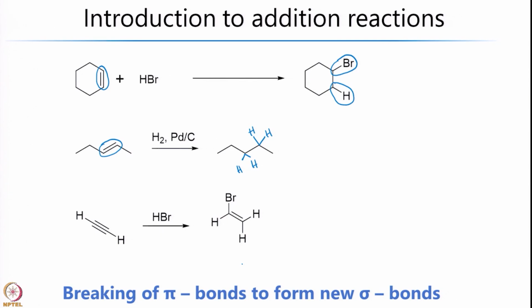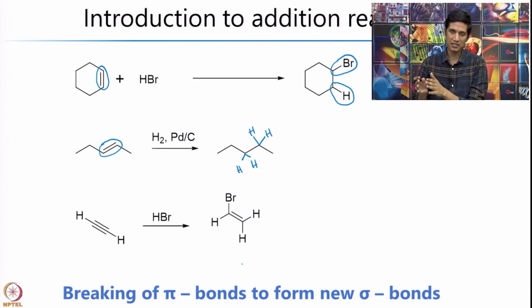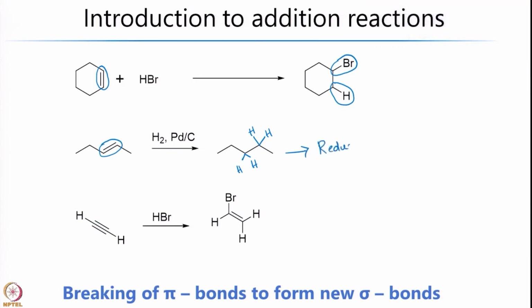So in essence, in an addition reaction, we break 1 or more pi bonds and form 2 or more sigma bonds in the product. So this is what one would typically call an addition reaction. And these classifications are not exactly or strictly sharp. By that I mean, if you look at this second reaction, people also call this a reduction.